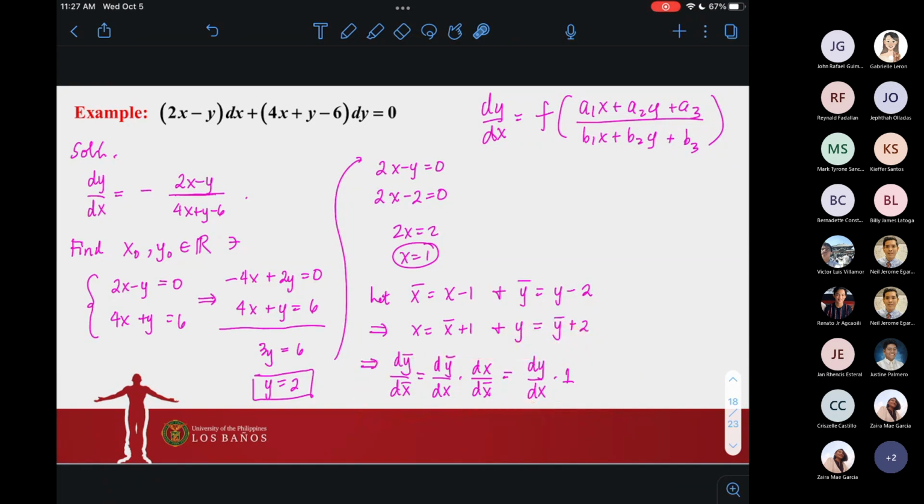Okay? So you can skip this and sabihin nyo na lang yung dy bar over dx bar na papalitan ng dy over dx. Pero at least this time, at least twice ko na siya inulit. Alam nyo na kung bakit yung dy bar over dx bar ay napapalitan ng dy over dx. Okay? Yeah, thank you for that nice question, Dino. Any other questions?